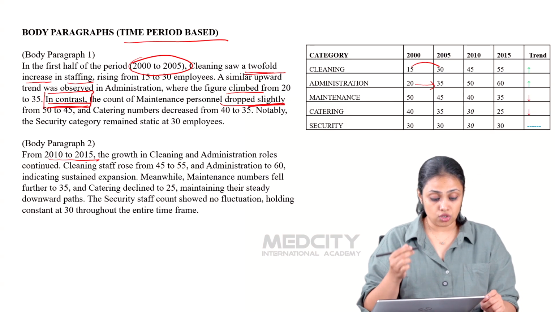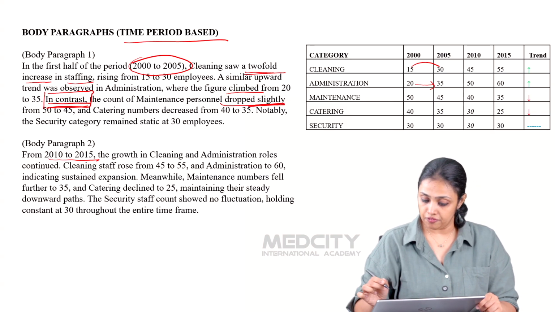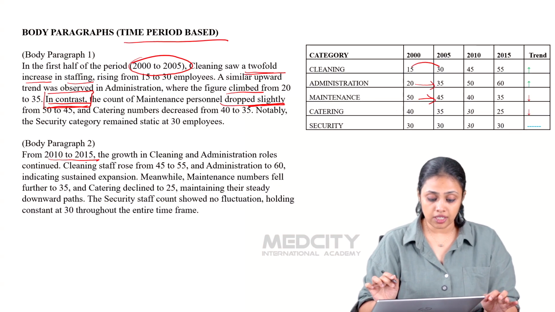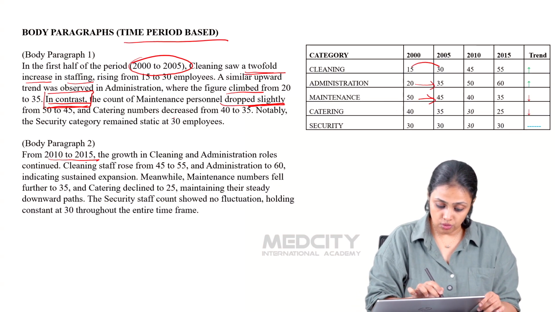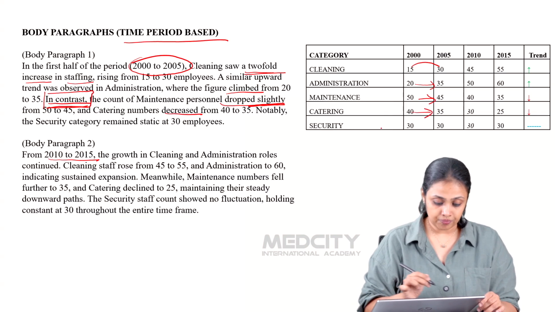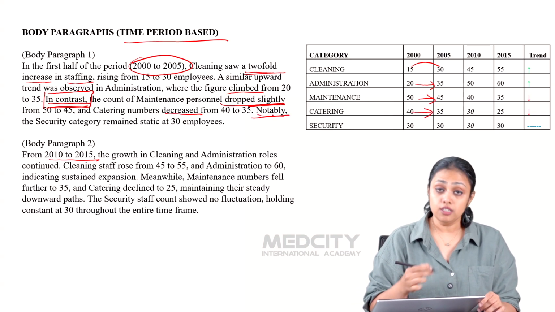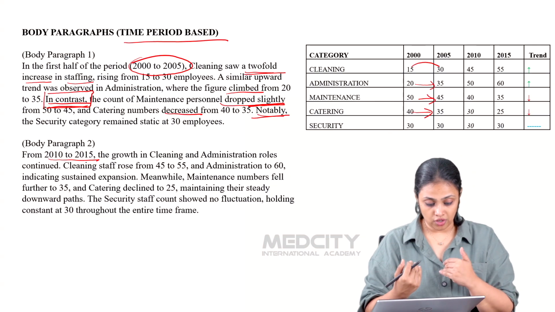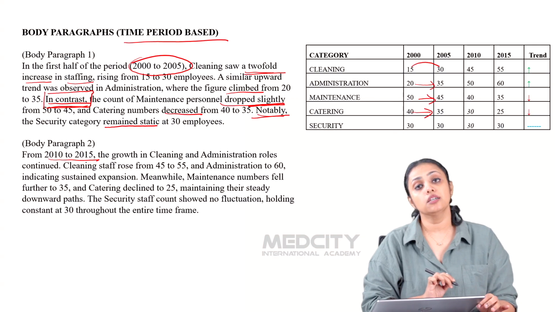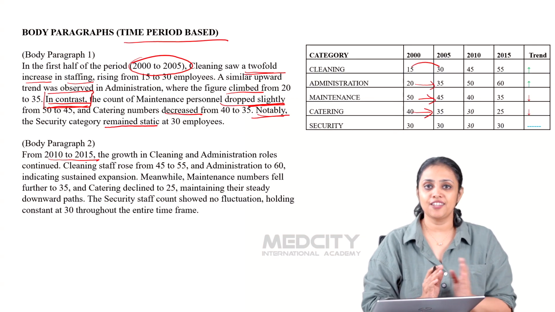Again, the words used dropped slightly from 50 to 45. This 50 to 45, and catering numbers decreased from 40 to 35. Notably, it is neither increased nor decreased. Notably, the security category remains static at 30 employees. Okay, isn't that fair enough?